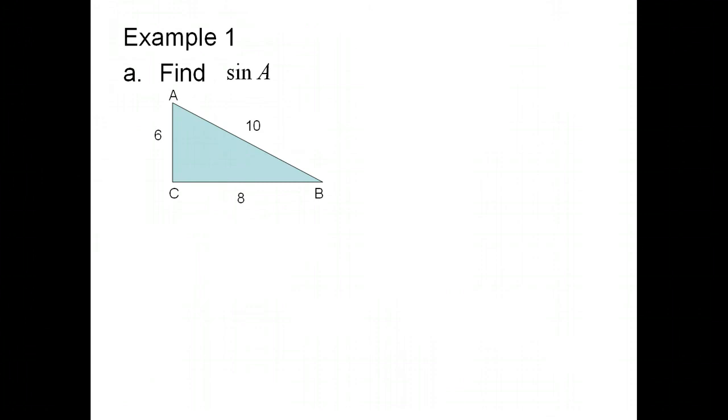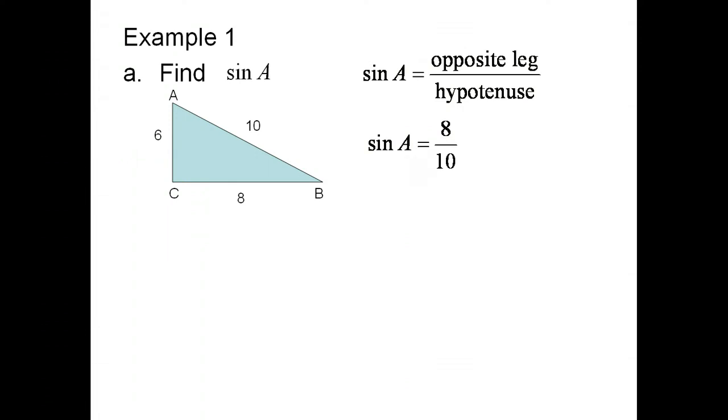We can find the sine of A when we're given the length of the sides. Remember that it is the opposite leg over the hypotenuse, so angle A is up at the top of this triangle, so the opposite leg has a length of 8 and the hypotenuse has a length of 10. Therefore, it is 8 over 10, 4/5, or 0.8.